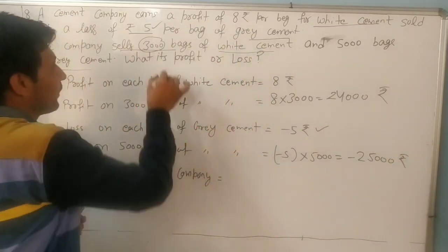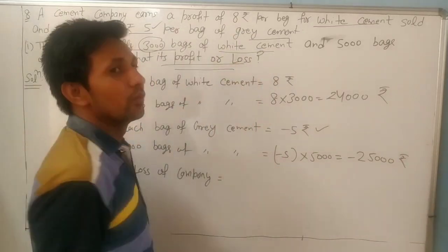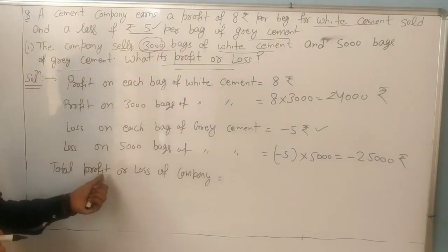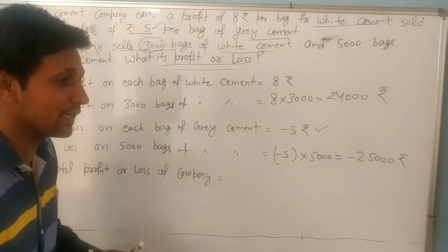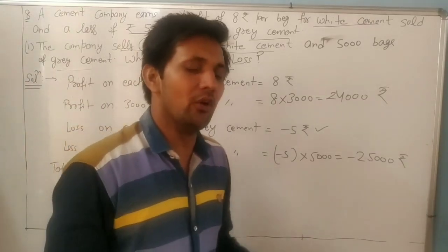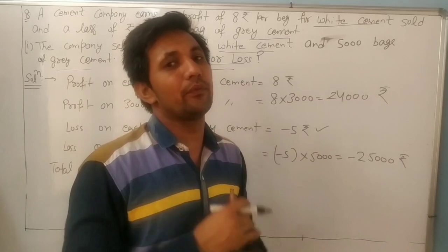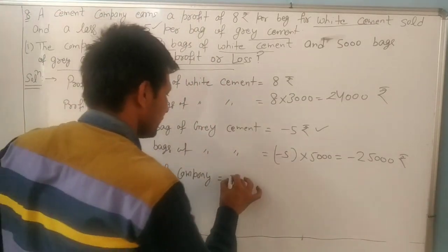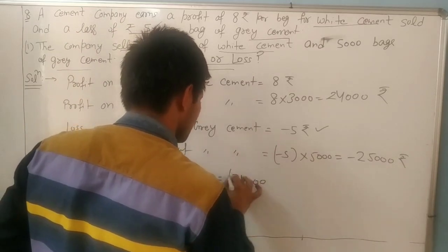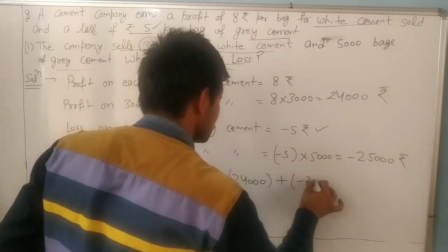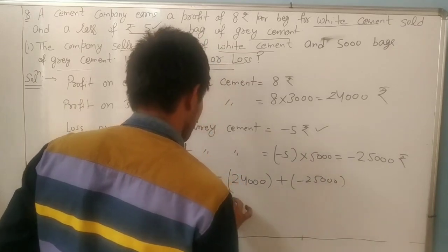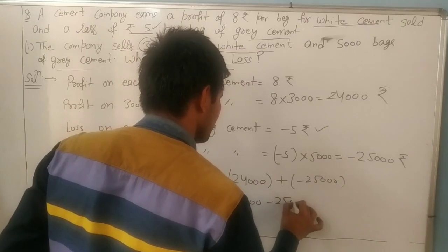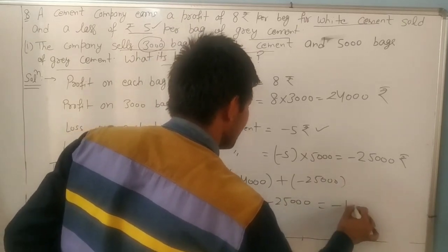Now we have to find whether the company has a profit or loss. So first, the total profit or loss of the company. How to decide? If the answer comes in negative, the company has a loss, and if the answer comes in positive, the company has a profit. So the total is 24,000 plus minus 25,000, dear. 24,000 positive into negative, negative. So it becomes minus 1,000.